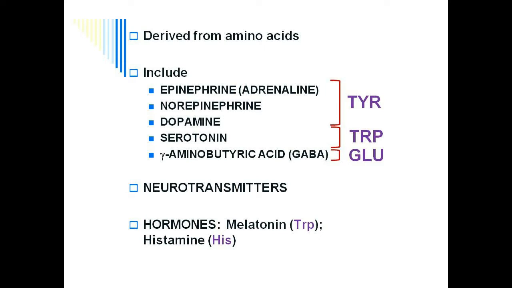These bioactive amines, which are derived from amino acids, include neurotransmitters like epinephrine, norepinephrine, dopamine, serotonin, and GABA, as well as hormones like melatonin and histamine. And the amino acids that give rise to these bioactive amines can be either aromatic amino acids like tyrosine and tryptophan, giving rise to the various monoamine neurotransmitters, or glutamate giving rise to GABA or gamma aminobutyric acid, then hormones like histamine derived from histidine and melatonin derived from tryptophan.